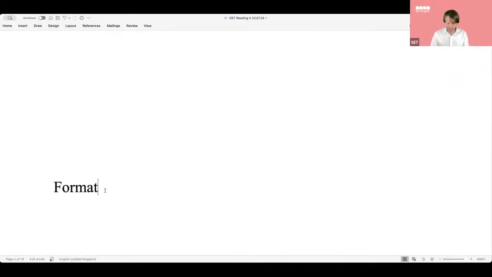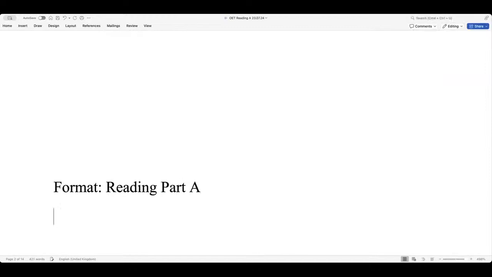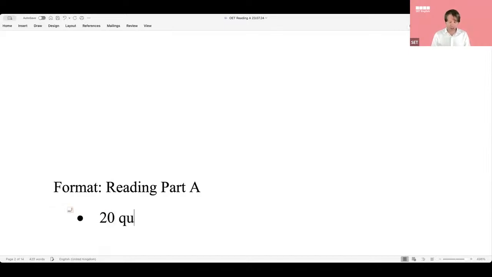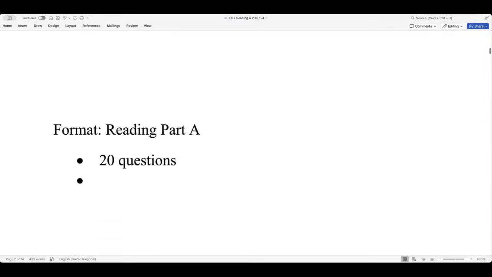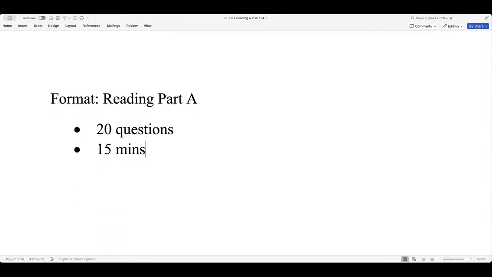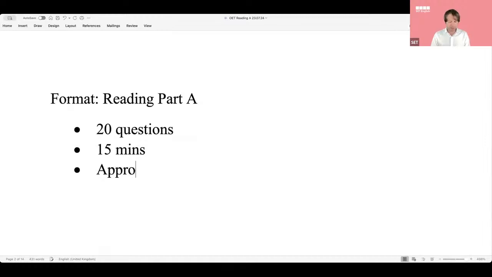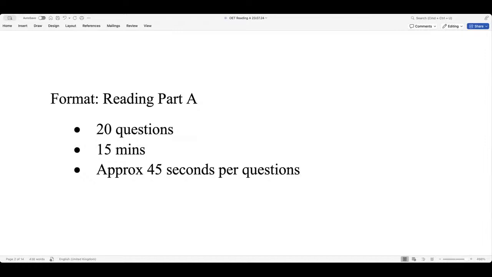In reading part A, guys, how many questions are there? 20 questions. It's not like the listening, which is 24. And how much time do we have? 15 minutes. And this is the problem, isn't it? So that means you need approximately 45 seconds per question, more or less. You cannot spend 1 minute on each question because you have 20 questions in 15 minutes.